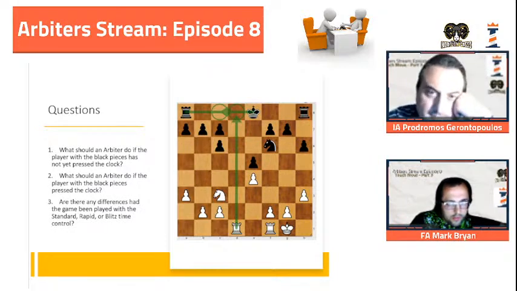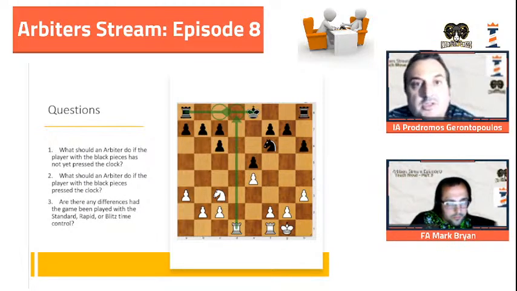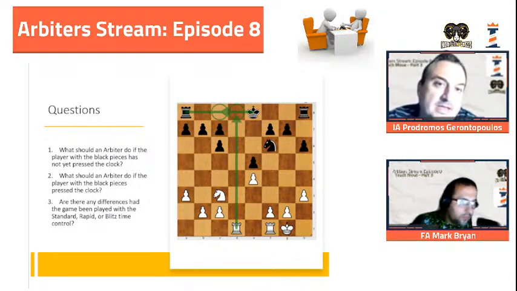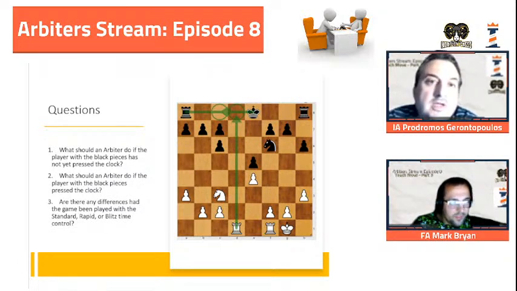In rapid it will be 2 minutes, and in rapid and blitz, since we don't have score sheets, we can't prove the irregularity so easily. It's fair play from the players to accept the fault.